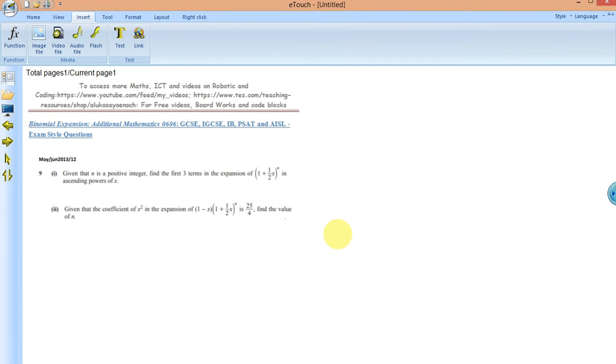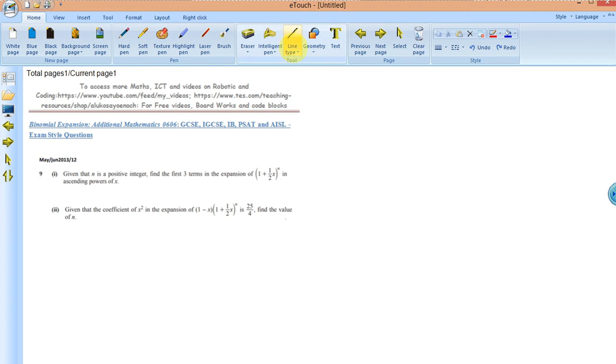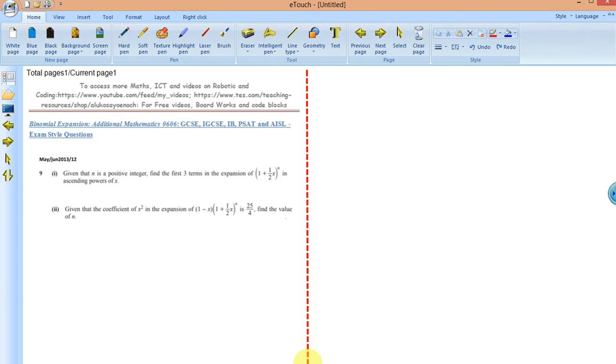So let's go ahead. Guys, here is the next question. Given that n is a positive integer, find the first three terms in the expansion of (1 + half x) all raised to the power n in ascending powers of x. Okay, so let's just get started with this very first one first. Let me just go ahead and demarcate my board in order to manage my board effectively.